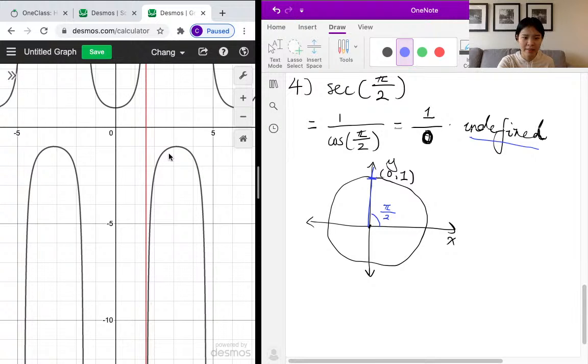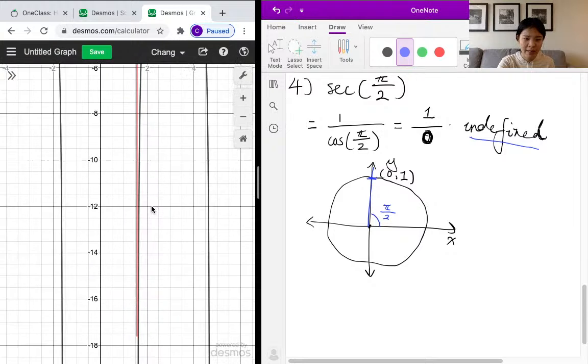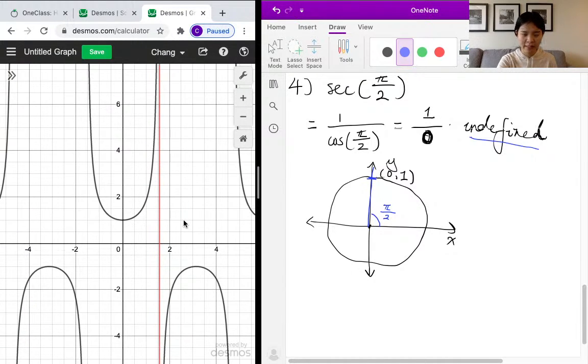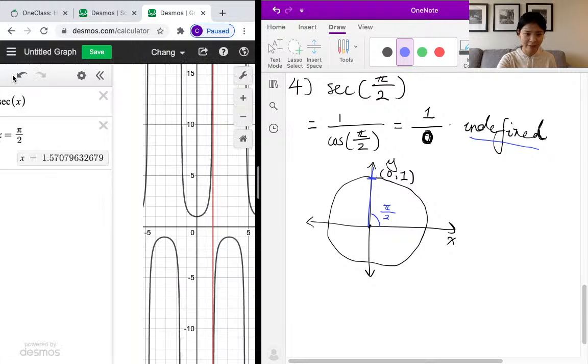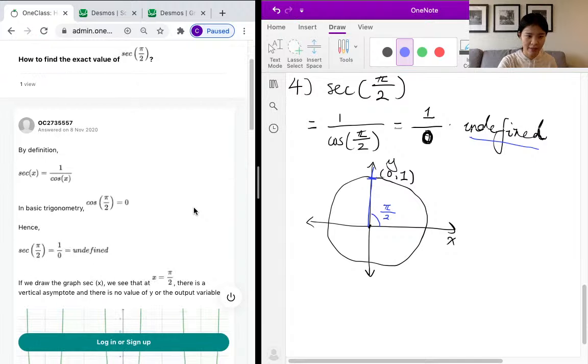Similarly, from the other side of the red line of pi over 2, again the secant function tries to approach the value of pi over 2, but it never gets there. So again, the value of secant of pi over 2 is undefined in this case. And that's how we write out the answer. So this is what I'm going to cover for this question. And let's look at the sample solution now.